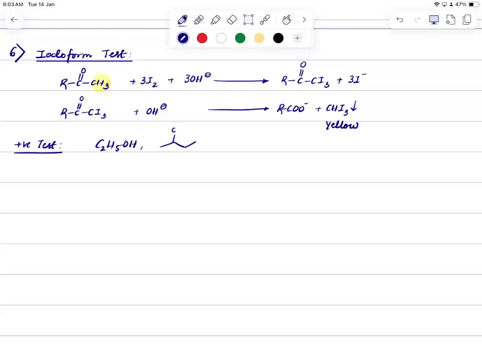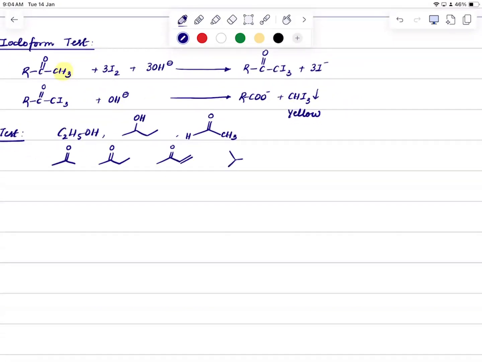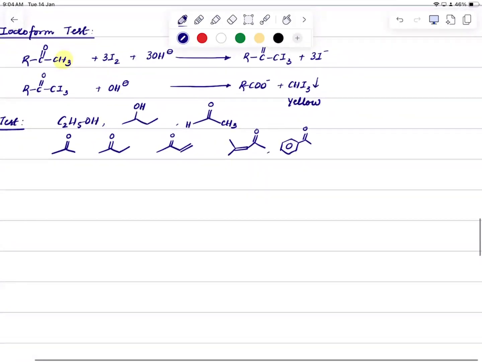Or any alcohol which has a methyl group on it like this will give a positive test. And any aldehyde for that matter, H and CH3, this aldehyde with CH3, any form of ketone like this, any form of ketone here, ketone with double bond here, correct? Or like this also if you have a ketone here, okay? On a benzene form also if you have a ketone here, they all will give a positive test, got it?